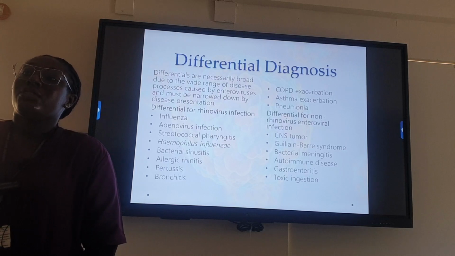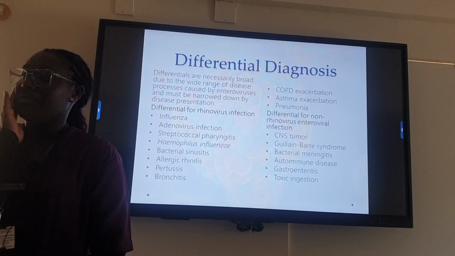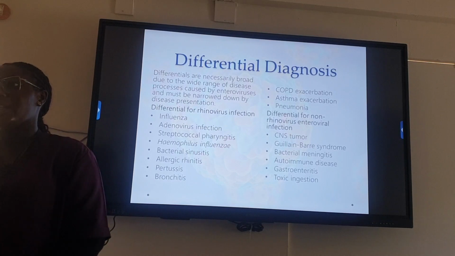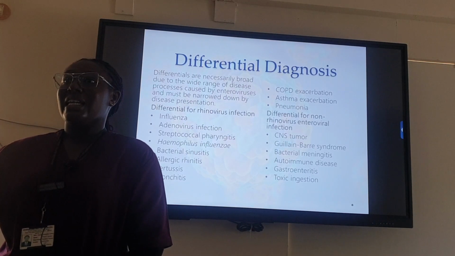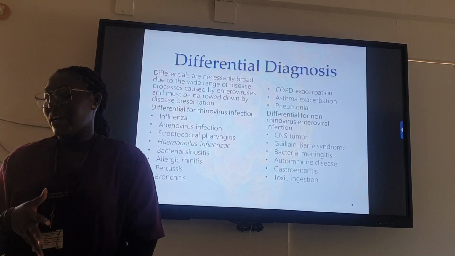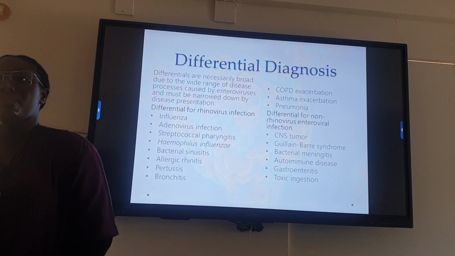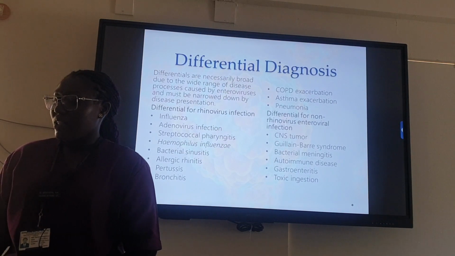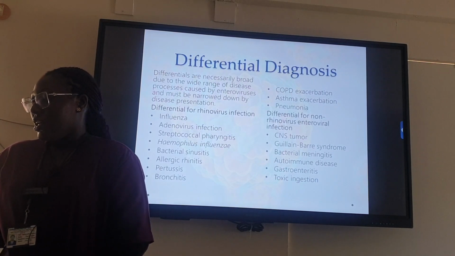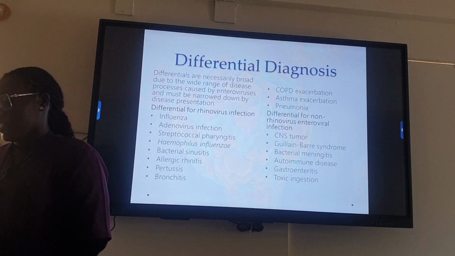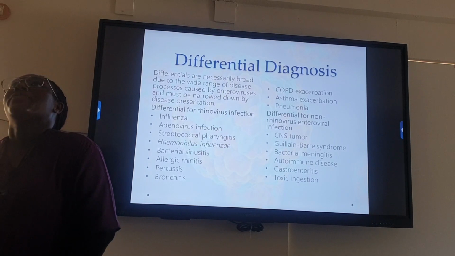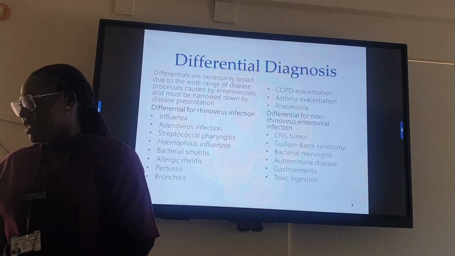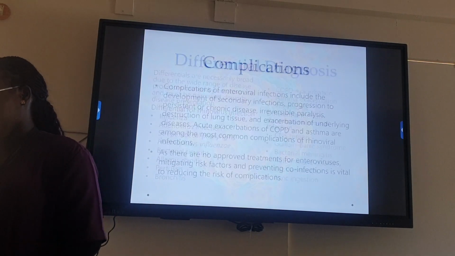So, the differential diagnosis. When someone is infected with an enterovirus, these are the other diagnoses that the caretaker may come up with, because of similar symptoms. We have coronavirus, influenza, adenovirus infection, streptococcal pharyngitis, hepatitis, bacterial meningitis, allergic rhinitis, and bronchitis. Pneumonia, asthma, and COPD are also considered with rhinovirus infection. And in non-rhinovirus infection, the differential diagnosis is CNS tumor, Guillain-Barré syndrome, bacterial meningitis, autoimmune disease, gastroenteritis, and cardiac infection.